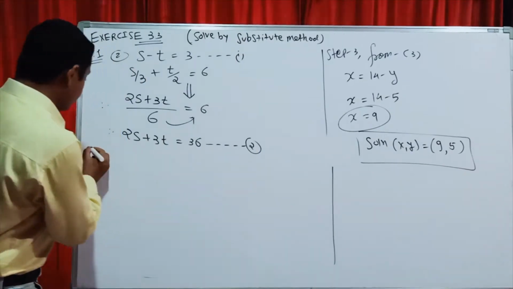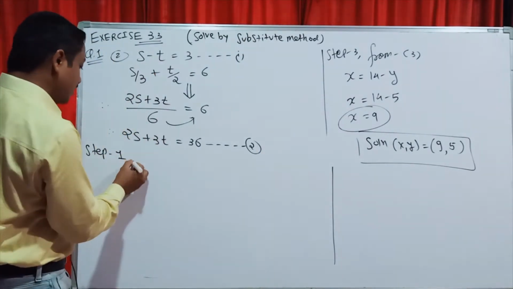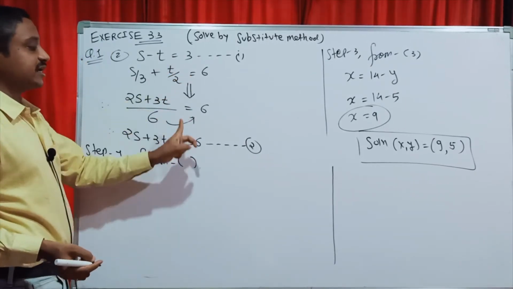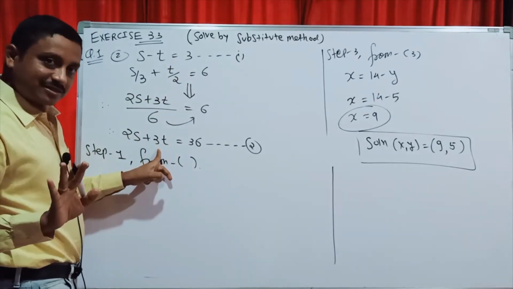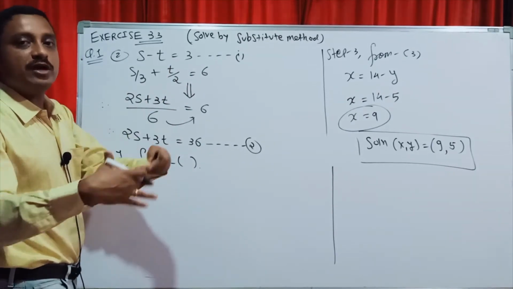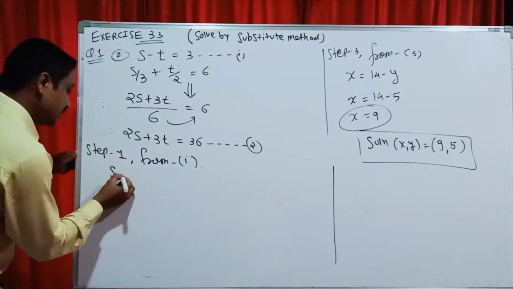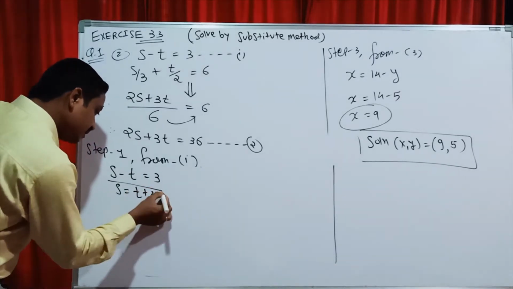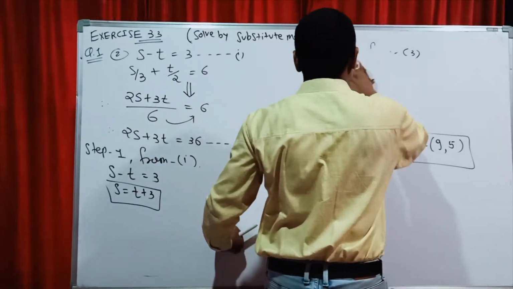Now I start our method. For which method? Substitution. Step 1: from which equation do we take? First or second? Yes, first is best. Second is also fine, but it has coefficients given. So a simple solution: s minus t, apply the first equation. So s minus t is equal to 3. What is s? t plus 3. And this t plus 3 I substitute in the next equation.